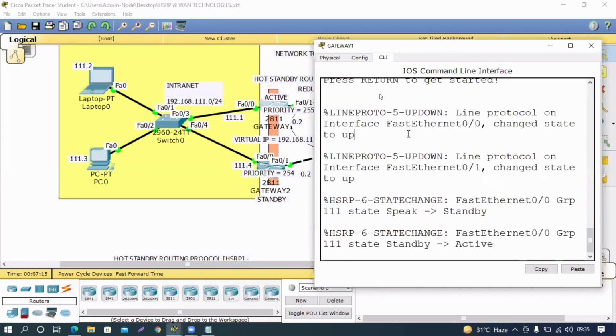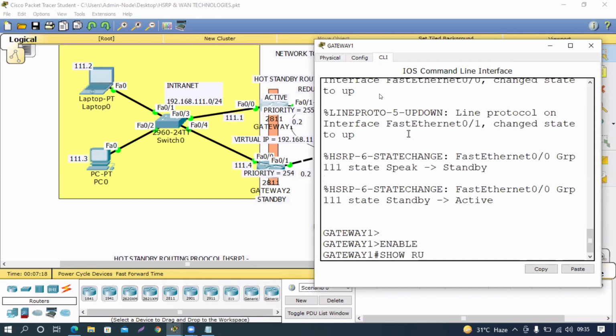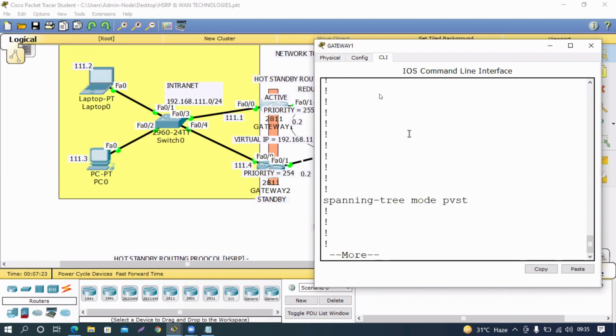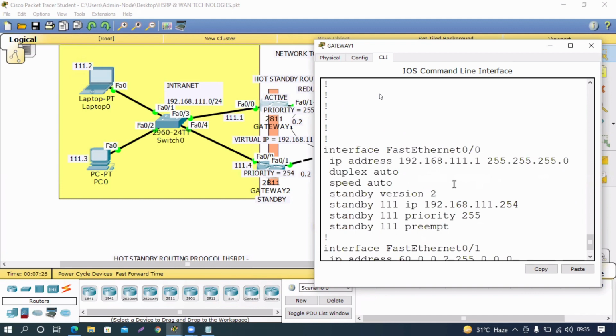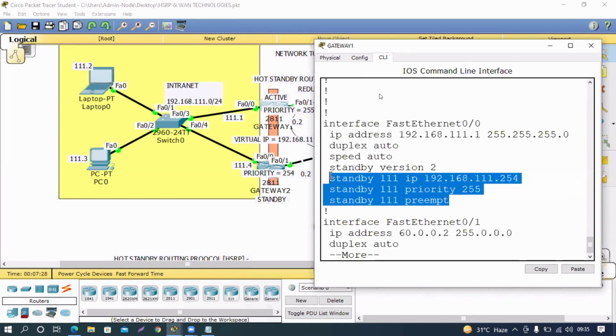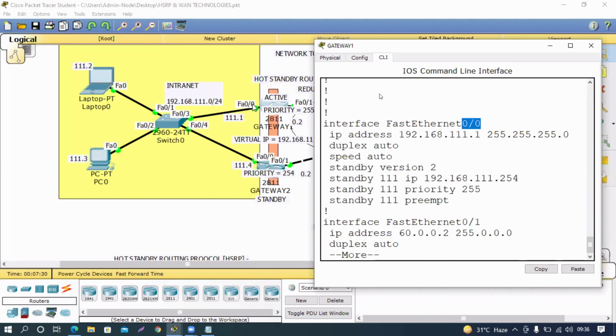If I simply show you the commands, this is show running config. Can you see these three commands over here under FS0/0? On this port, we are doing this configuration. We go to the port and do this configuration. This is your group ID. This is the virtual IP that we are configuring. This is the priority, which we are setting to 55. And this is the preemption.